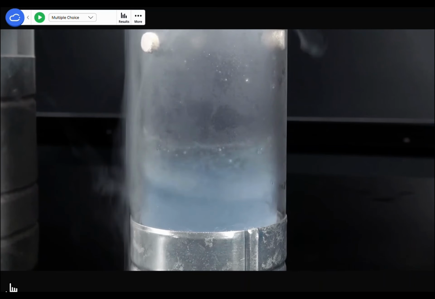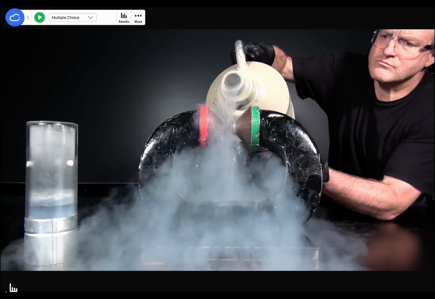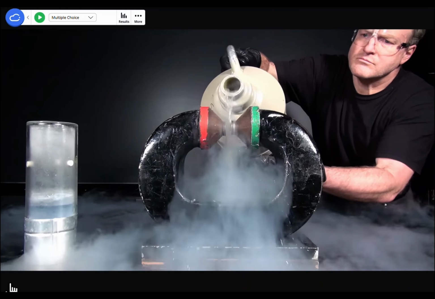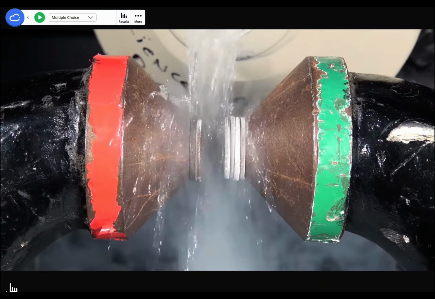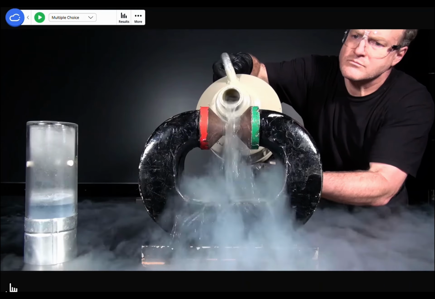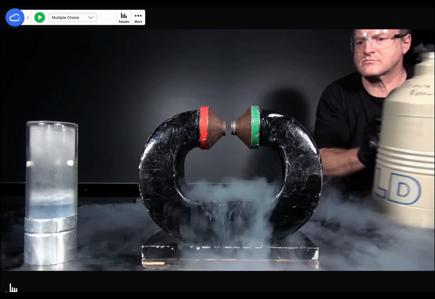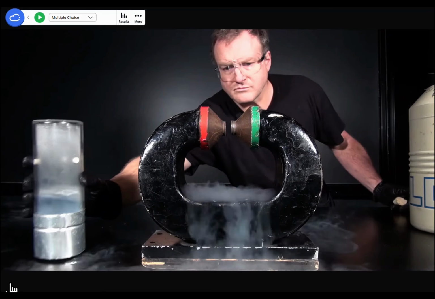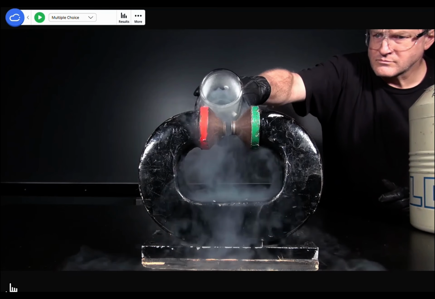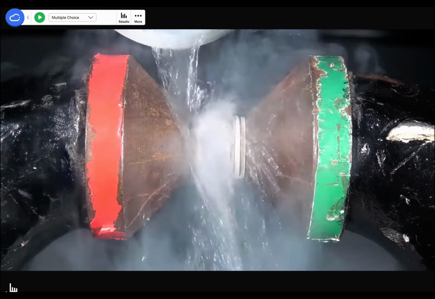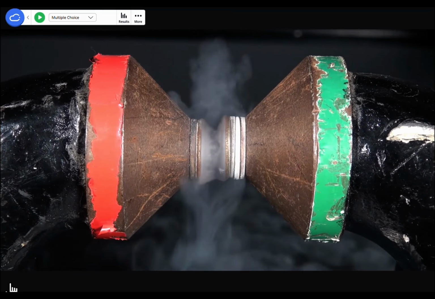Now this is liquid nitrogen being passed over the poles of a magnet. Notice how the liquid nitrogen just flashes right through that magnetic field. See how the liquid oxygen is attracted to that magnet. It's hanging out between the poles of the magnet. It's behaving differently than the liquid nitrogen.